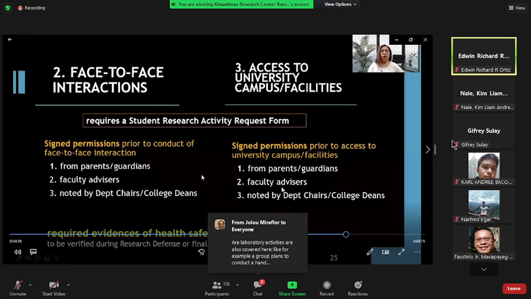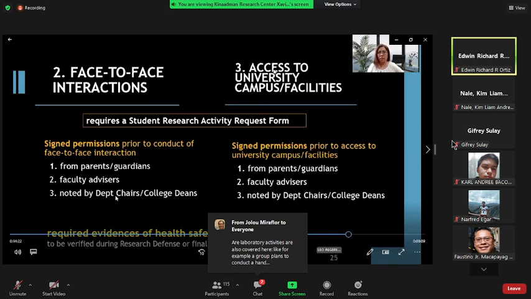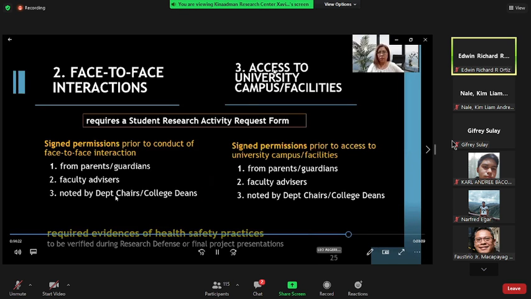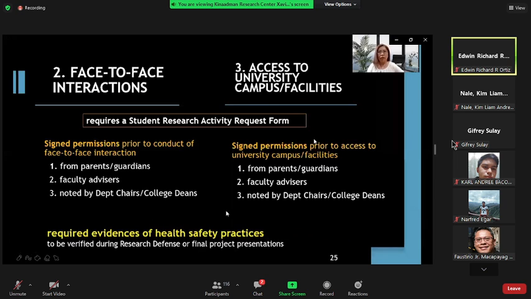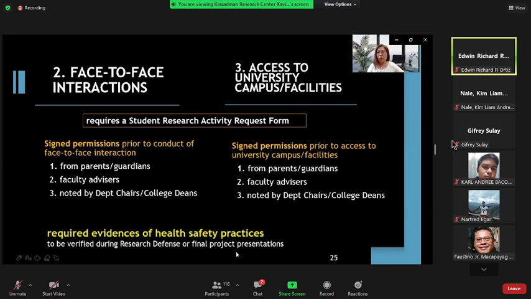Okay, so for the two activities that can be done, face-to-face interactions and access to university campus facilities, we still need to have permission from parents and guardians, faculty advisors, etc. And basically the same. And in the implementation of these activities, there has to be evidence of health safety practices during the activity, to be verified during research defense or final project presentations.